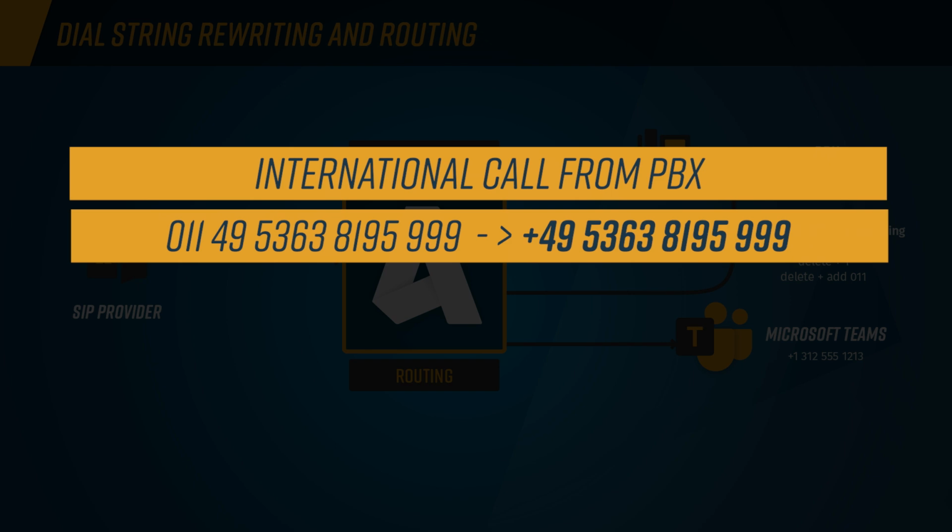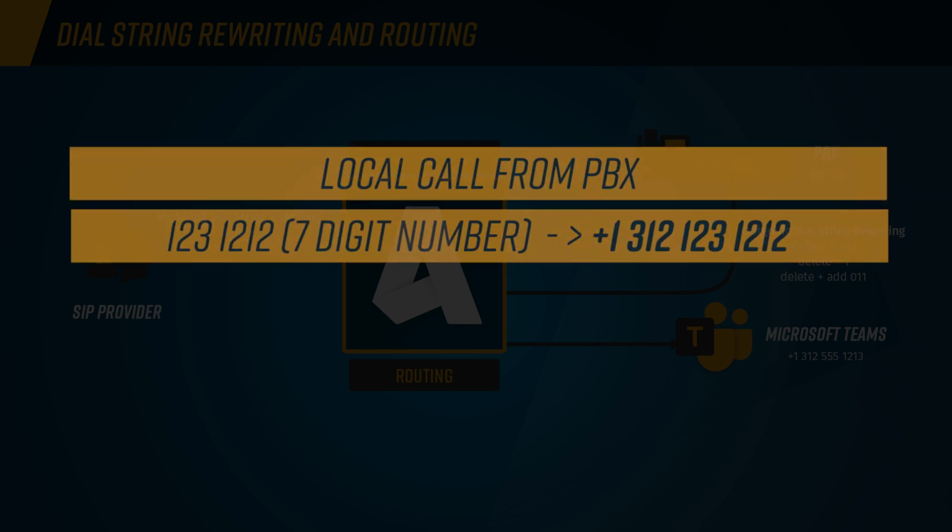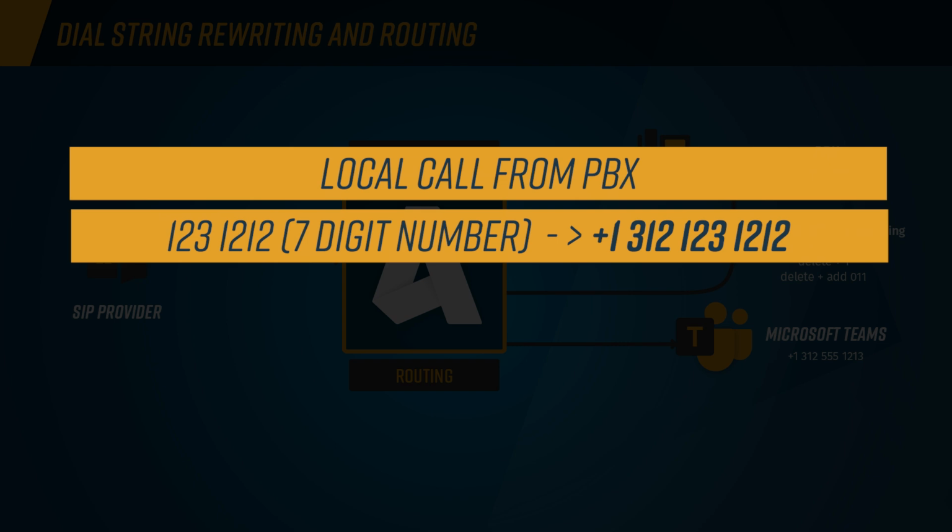0114953638195999. The translation is +49536381959999. For a national call from the PBX, the user dials a 10-digit number, 415-555-1212. The translation is +1 415-555-1212. For a local call from the PBX, the user dials a 7-digit number, 123-1212. The translation is +1 312-123-1212.